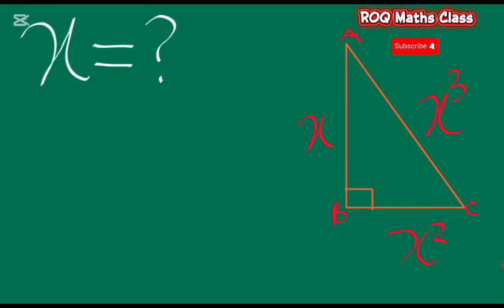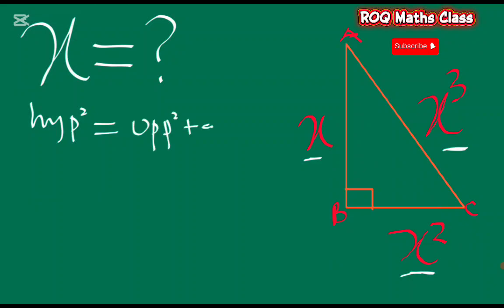In this tutorial, we are given a right angle triangle with a hypotenuse side of x cubed, and this side you can consider as our opposite side, and this as our adjacent side. So we know that by making use of the Pythagorean theorem, the hypotenuse square is equal to opposite square plus the adjacent square.